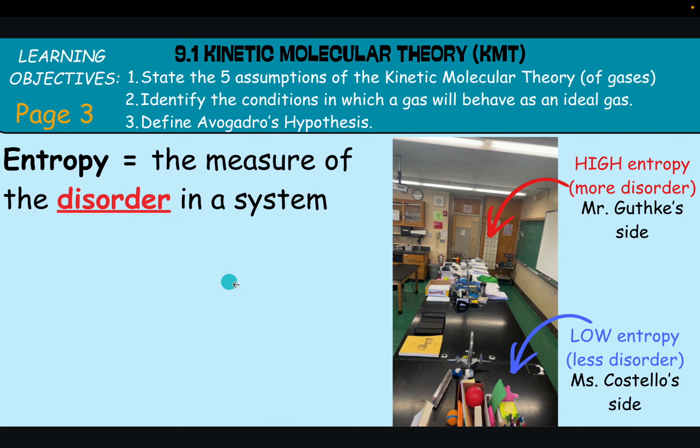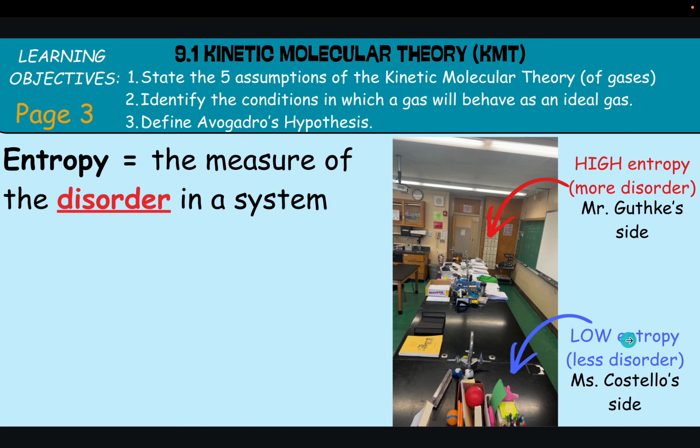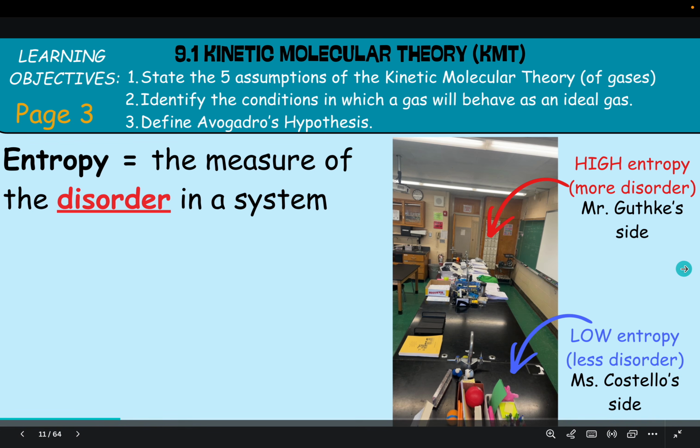Okay, great analogy if you're ever in class and you're trying to remember what entropy means. Mr. Guthke's side of the desk would be considered an example of high entropy. There's a large amount of disorder, it's less organized. Whereas my side of the desk usually is a little bit more organized. So we can say that this is lower entropy or less disorder.